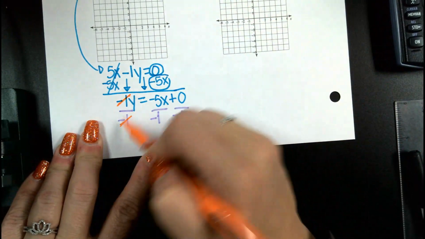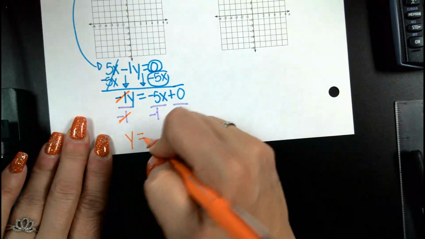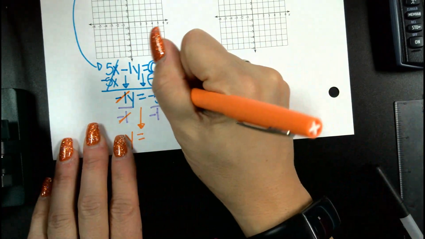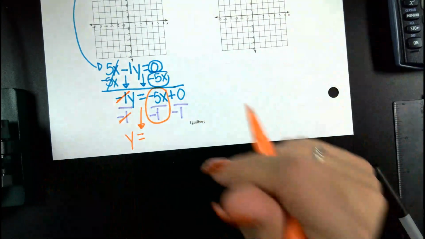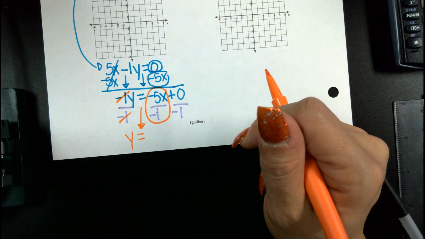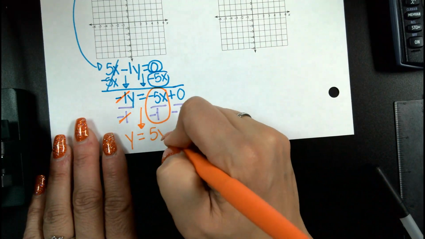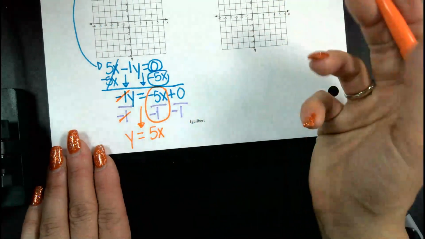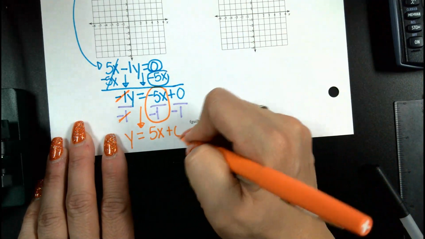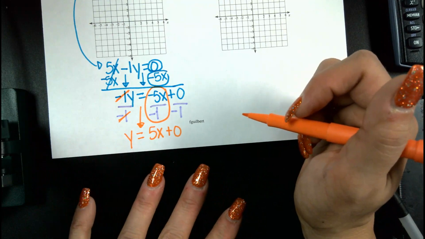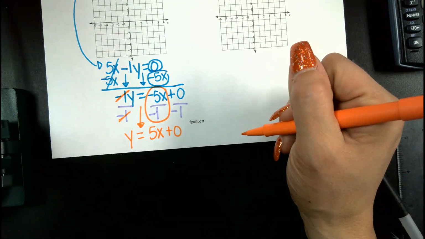So then these cancel each other out, and we finally have y by itself. Bring down the equal sign. And then negative 5x over negative 1. Now that actually does divide, doesn't it? Negative 5 divided by negative 1 would be what? Positive 5x. And 0 divided by anything? 0. So your equation would look like this.